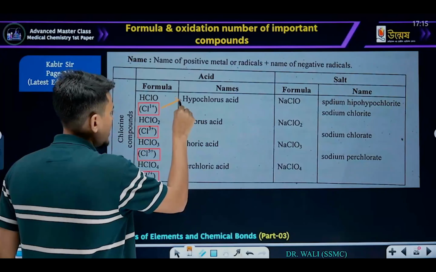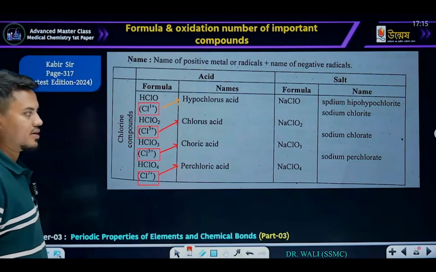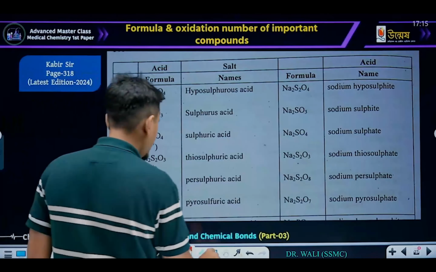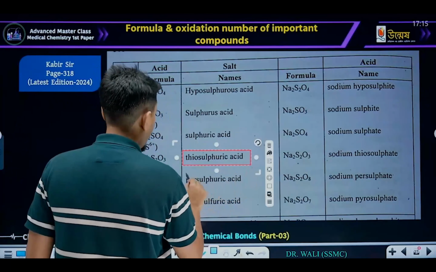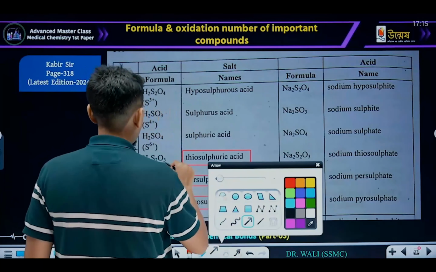If it is +1, hypochlorous. If it is +3, chlorous. If it is +5, chloric. If it is +7, perchloric. Okay. Similarly, you should remember what is thiosulfuric acid, what is persulfuric acid, what is pyrosulfuric acid. Very, very important. These are very, very important.